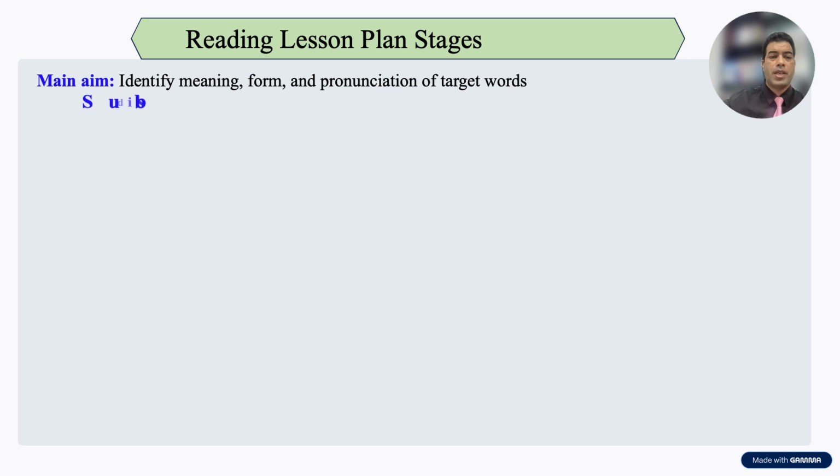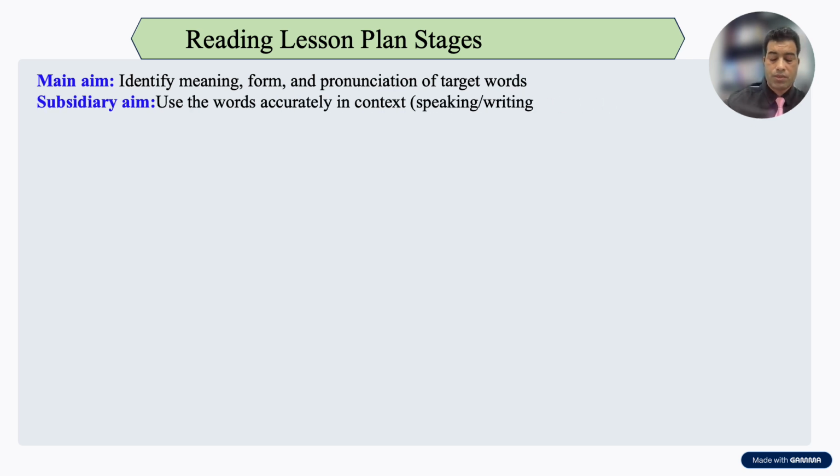For vocabulary, the main aim is to identify the meaning, form and pronunciation of target words. First we have a list of words, so the main aim is that students will understand meaning, form and pronunciation. Subsidiary aim: students will use those words in context, like in speaking or in writing. Then the lesson plan starts.